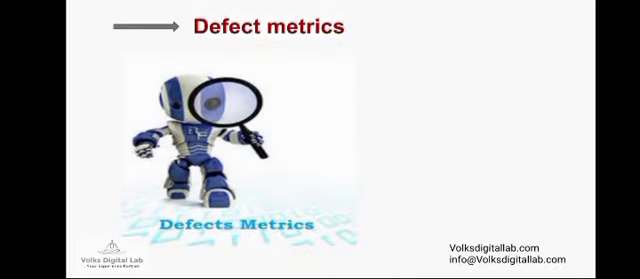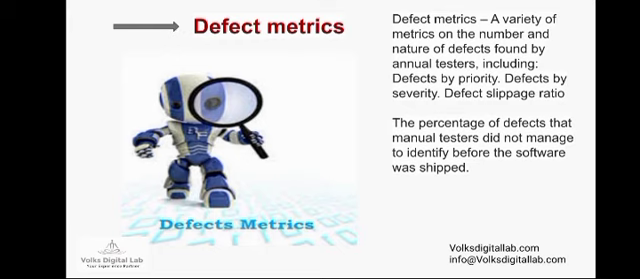Then we have defect metrics. Defect metrics are a variety of metrics on the number and nature of defects found by manual testers, including defects by priority, defects by severity, and defect slippage ratio, the percentage of defects that manual testers did not manage to identify before the software was shipped.